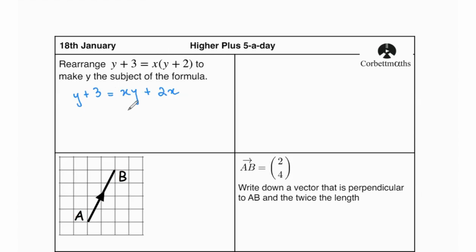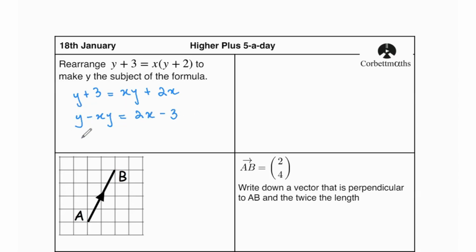Next, what we're going to do is collect all the terms with the variable y on one side. The reason being is that we're trying to make y the subject of the formula. So it's important that every single term that has the variable y attached to it is on one side. So that means we'll take xy to the left-hand side and 3 to the right-hand side. So we'll have y - xy = 2x - 3 now.